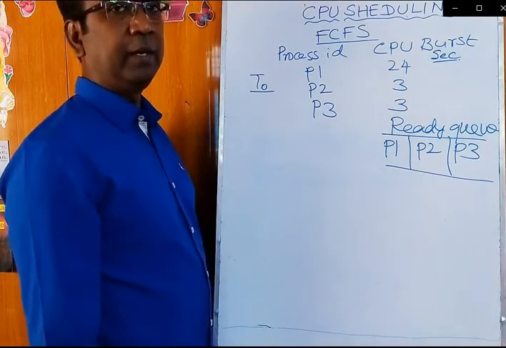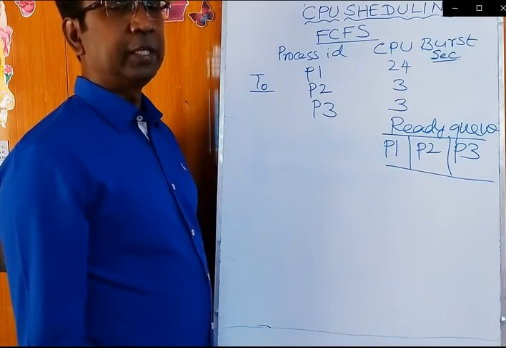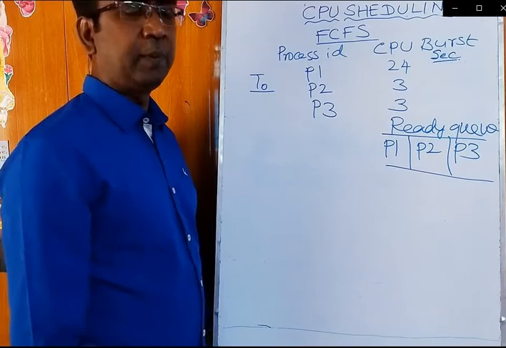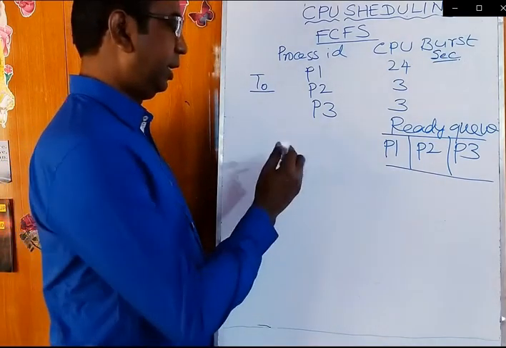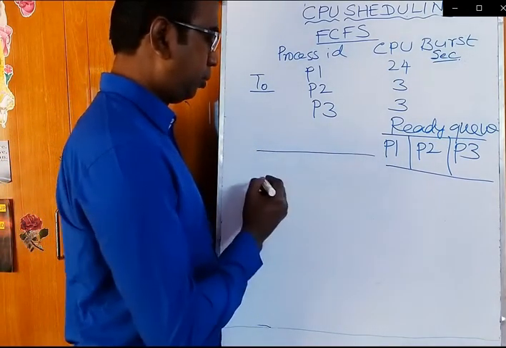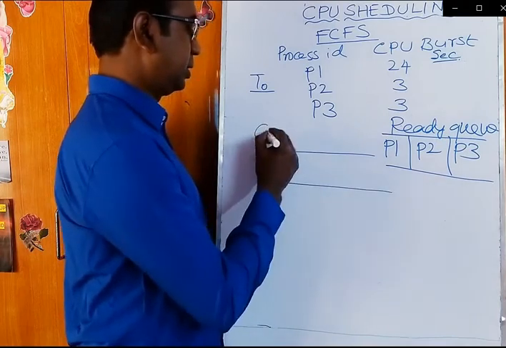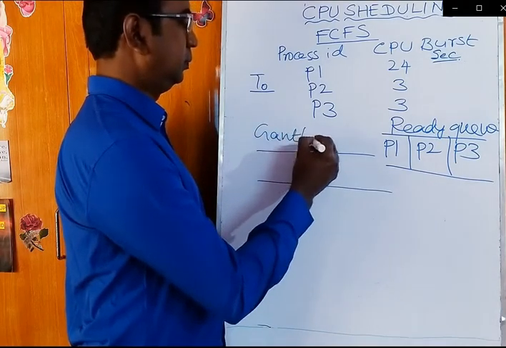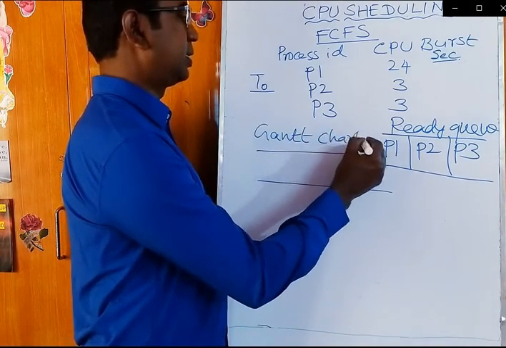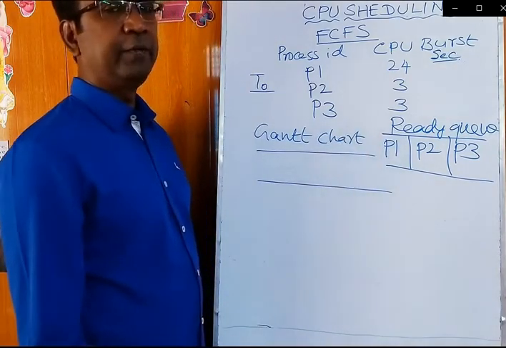Three processes are available. Now, CPU allocation. How is the CPU allocated for all these processes? For that, as we already know, we have to know about the Gantt chart. This is the Gantt chart for process allocation, the CPU allocation for each process.